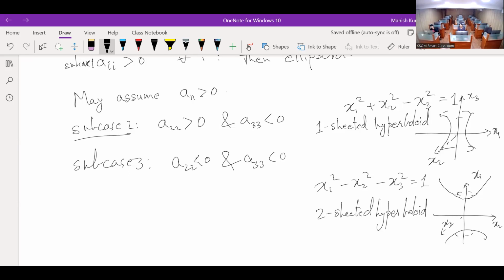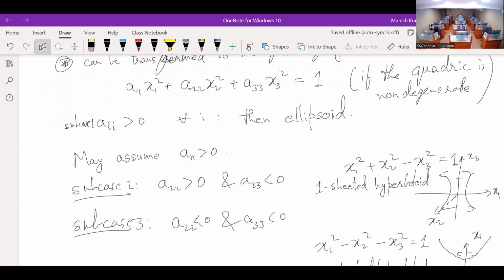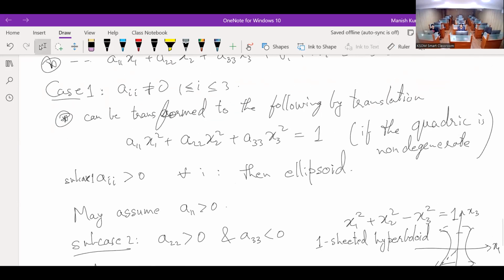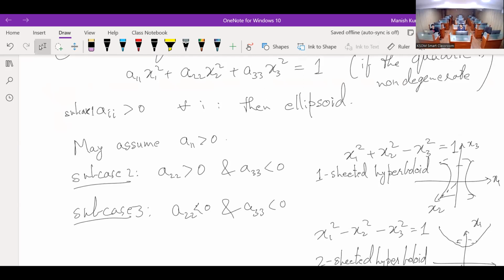So these are the three situations you get if you assume that all the AIs are non-zero. So this covers the case one. And then you have to deal with various other cases.